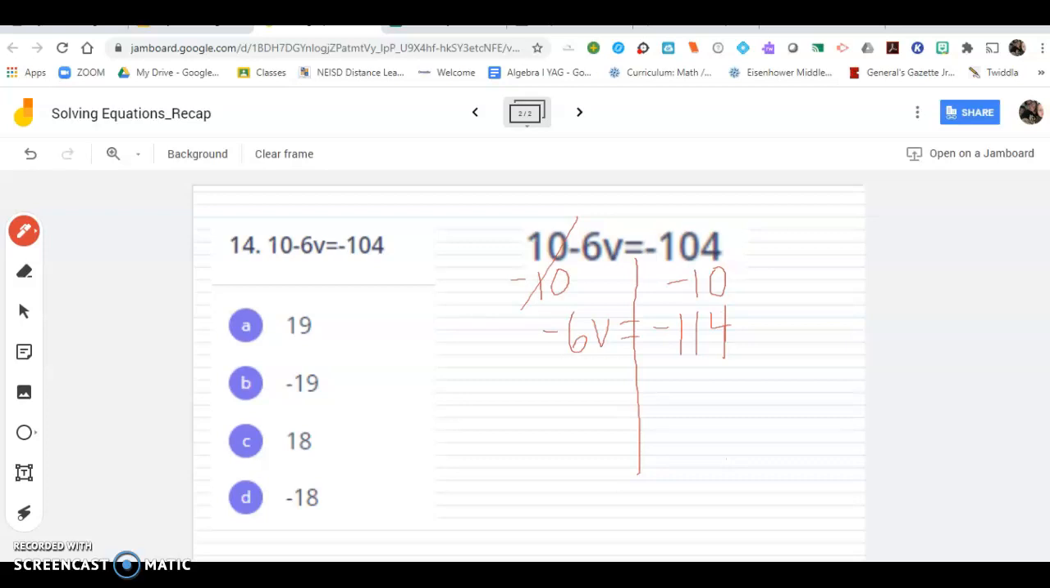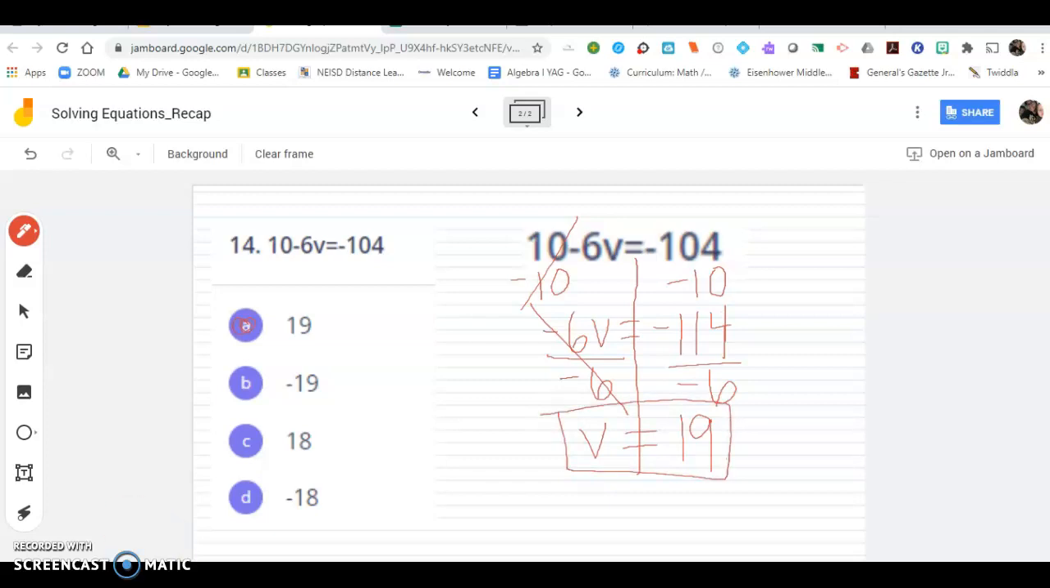I'm still on my left-hand side, I still have my variable on that side. Negative 6 times v, so the opposite of multiply would be divide. I have to divide by that negative 6, so that those simplify to 1, so I'm left with v equals negative divided by negative, which gives me a positive, so I know my answer should be a positive 19. Forgot one step.